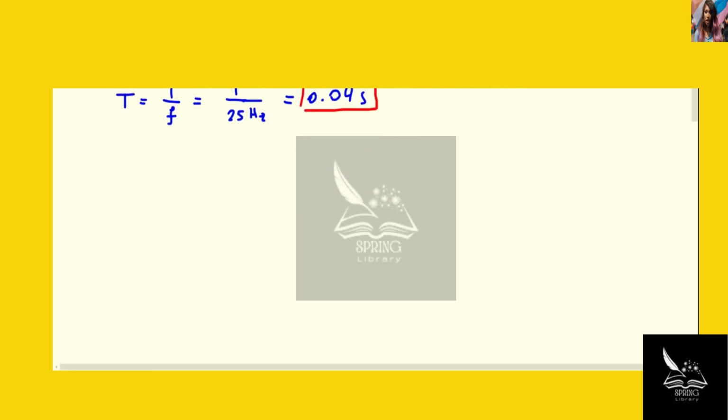Now, for part B, we have to write the wave function for this wave. The general form of the wave function is y of x and t is equal to A, the amplitude, cosine 2 pi multiplied by x divided by lambda plus t divided by the period.